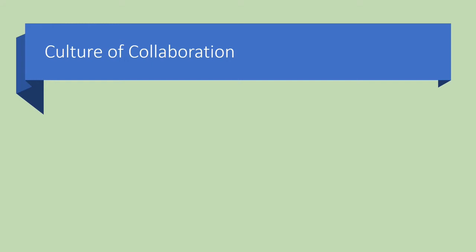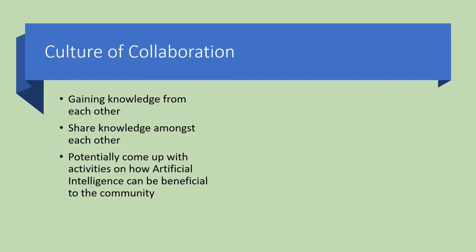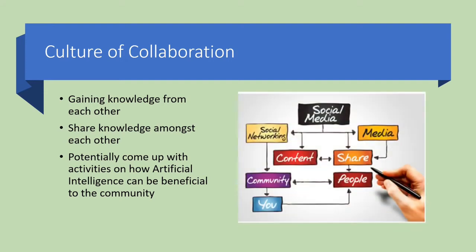To foster a culture of collaboration, the connected learner will use Flipboard as a social media tool to curate articles based on artificial intelligence. The learner will then build relationships online with other learners by sharing those articles amongst each other and collaborate on what they think about the articles and share ideas on how artificial intelligence can be applied in the workplace. This will allow the community to strengthen relationships while gaining knowledge from each other, share knowledge amongst each other, and potentially come up with activities on how artificial intelligence can be beneficial to the community.